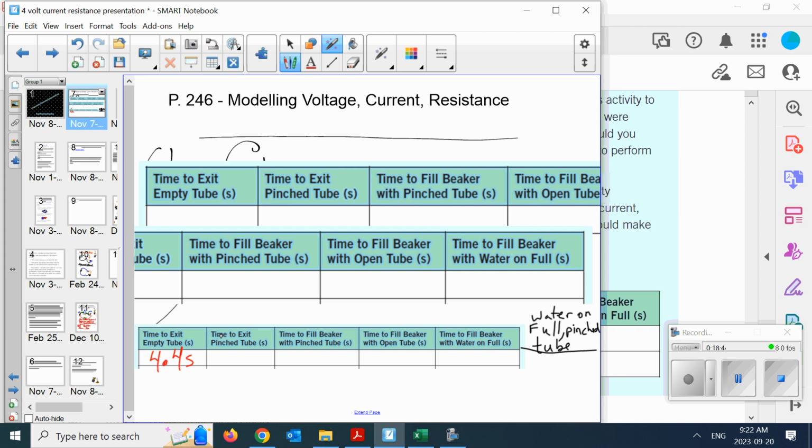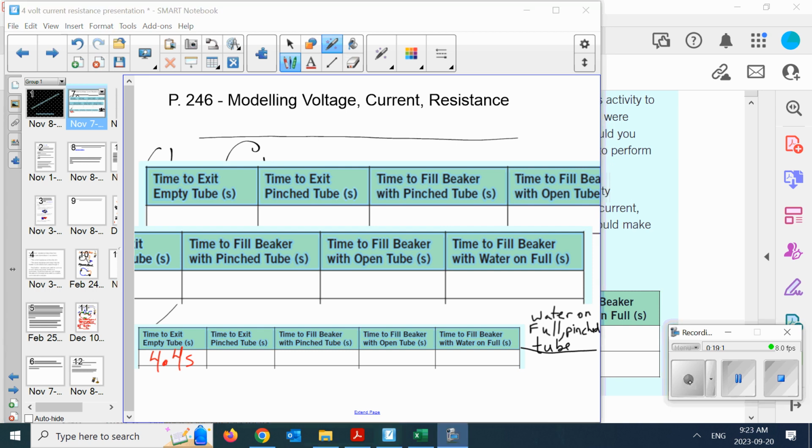Now I'm going to fill the tube up with water, pinch it up, then turn it on and see how that times. And I think you guys have a prediction. What will that be? 6 seconds. 1 second. Remember, the tube is going to be full. I'm going to have it pinched off, then turn it on. Time to exit the pinched tube. Okay. It might be instantaneous even.